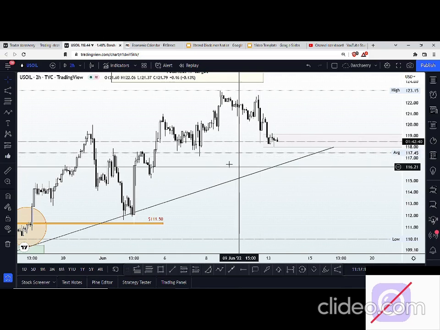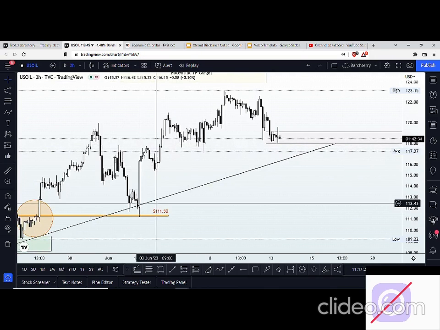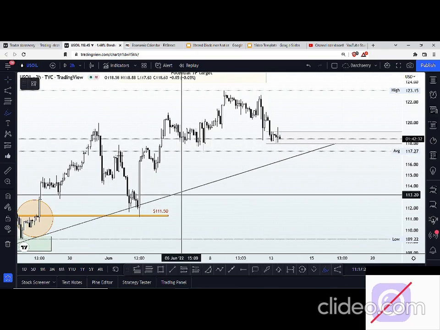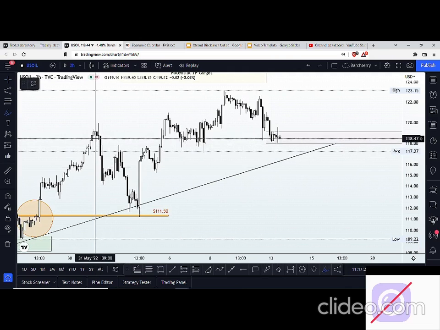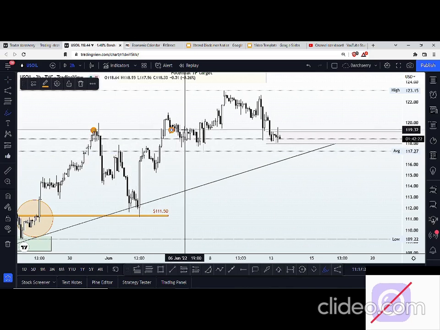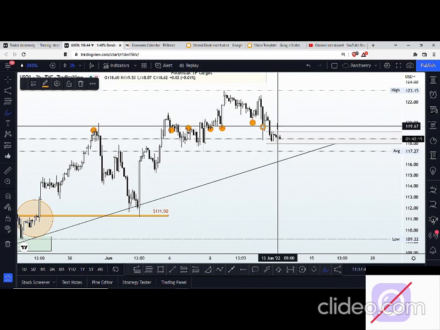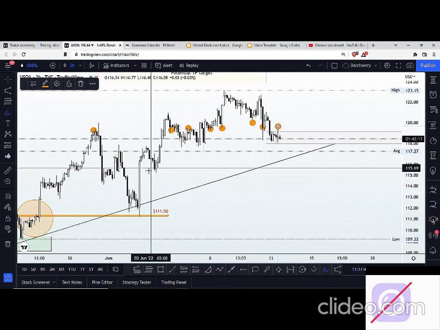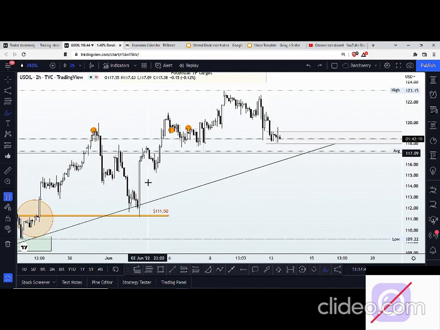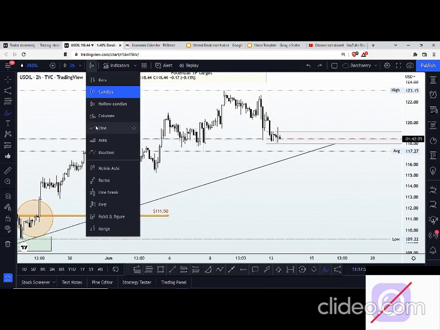So if we look closely into what structure has been since the beginning of the month, we can see that we have this area here that has been a resistance. We had a support, we had a resistance here, we had a support, support, support, and then we had a resistance at this point. So with this being identified, I want to identify a key level at that area.